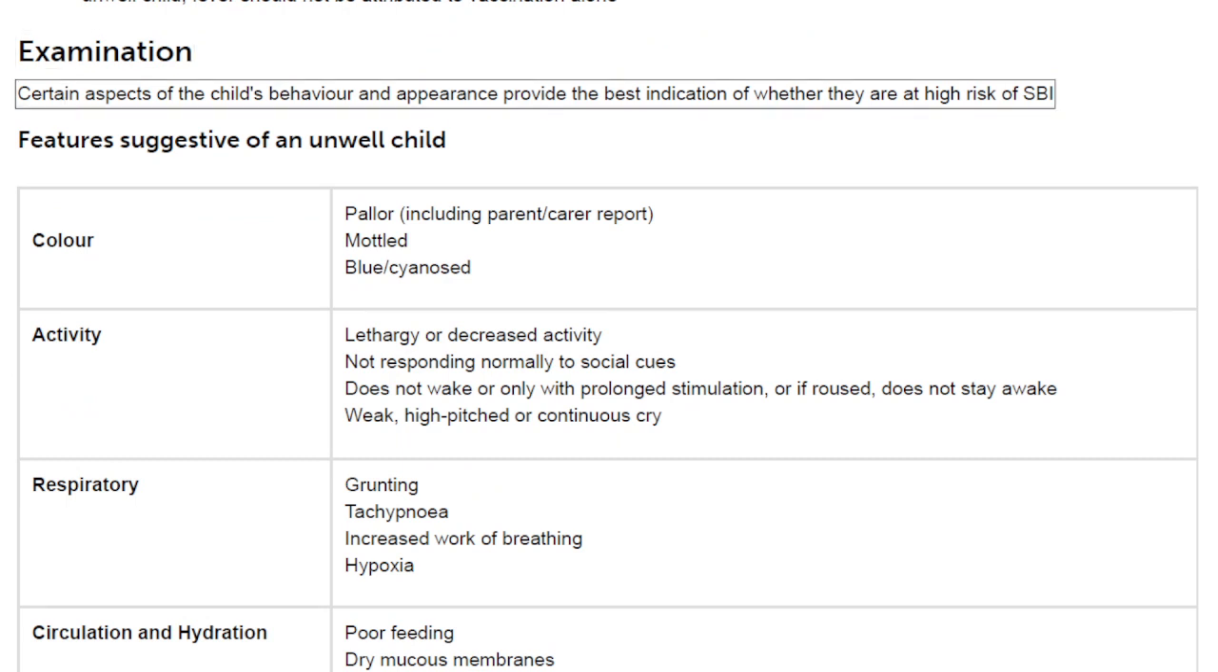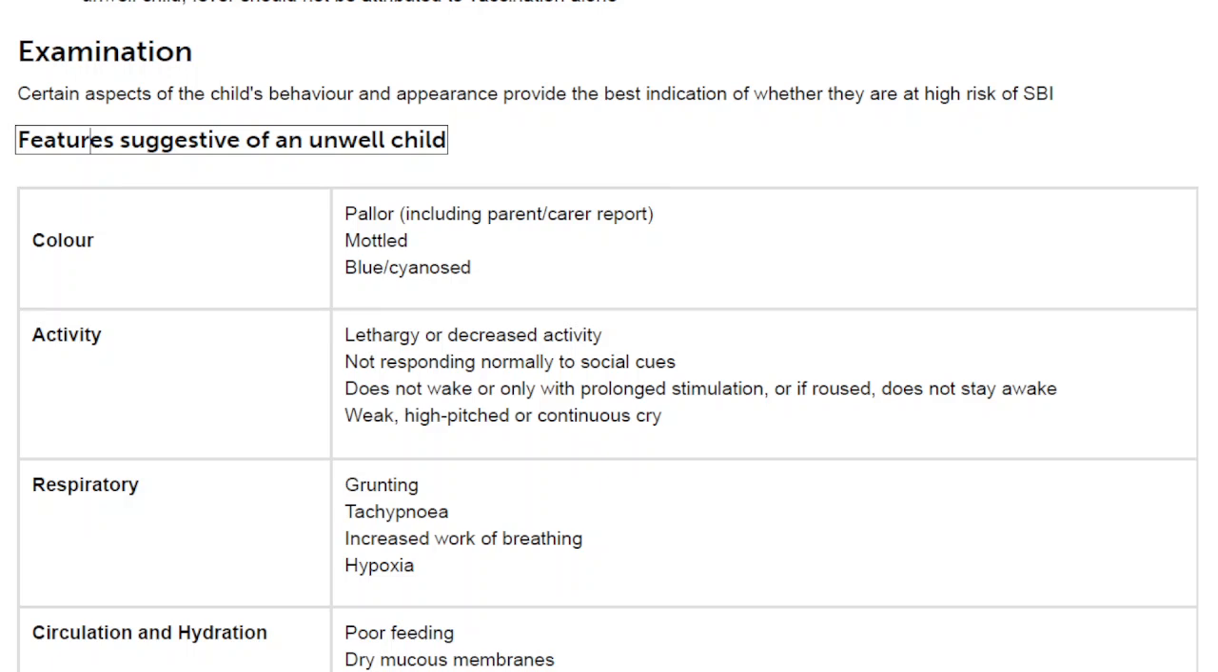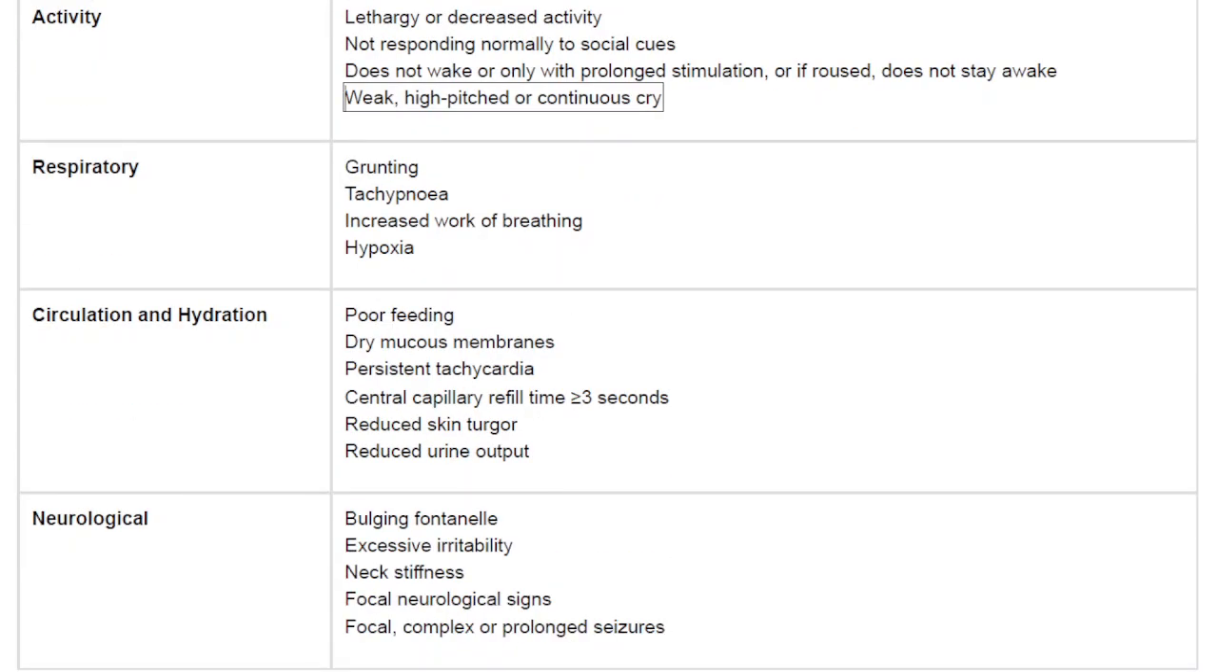Examination. Certain aspects of the child's behavior and appearance provide the best indication of whether they are at high risk of SBI. Features suggestive of an unwell child. Color: pallor, mottled, blue/cyanosed. Activity: lethargy or decreased activity. Not responding normally to social cues. Does not wake or only with prolonged stimulation, or if roused, does not stay awake. Weak, high-pitched, or continuous cry.